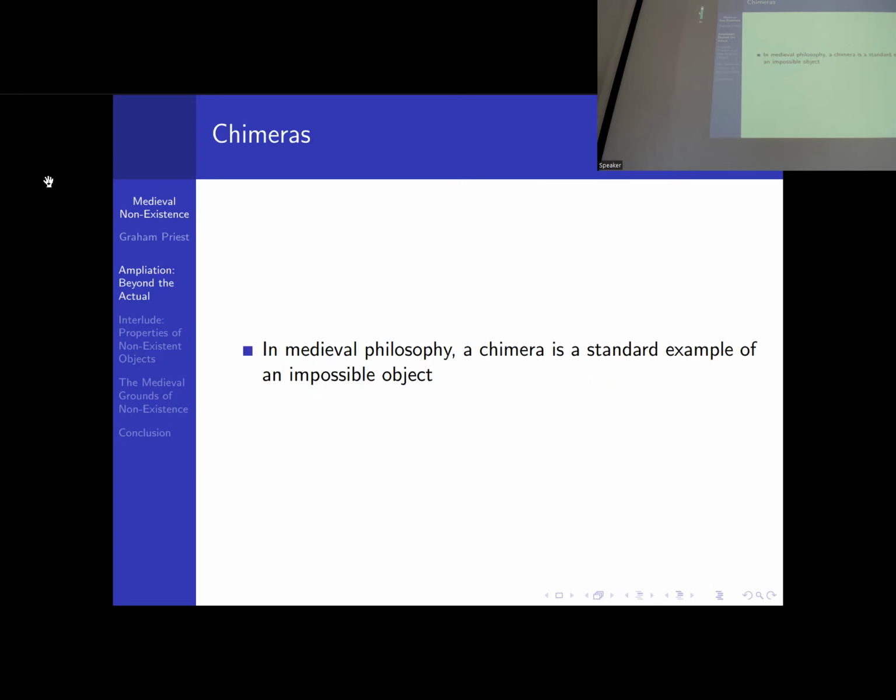This is a topic on which medieval philosophers and logicians disagree. But let's just think a bit about chimeras. So chimera, you'll be familiar with, I guess. A chimera, you normally think of it as a mythical animal with body parts of different animals, maybe the tail of a serpent, the body of, I don't know, an eagle and the head of a lion or something like this. Obviously, chimeras don't exist, but a chimera is a stock medieval example of an impossible object, not merely a non-existent, an impossible object.